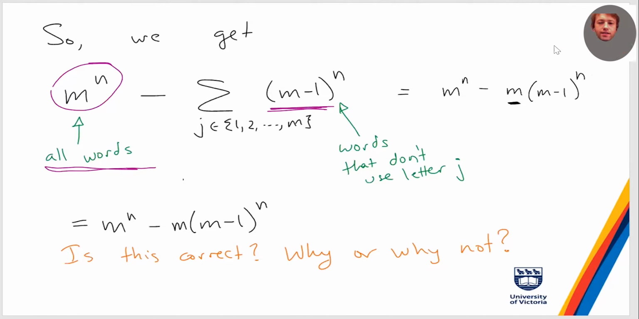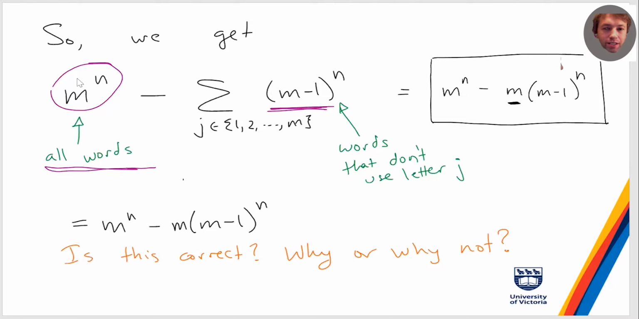So is this correct? I suppose if it was correct, I would probably just say so, right? But does anyone see why this is wrong? It's a bit tricky, maybe. I mean, it feels right. I take too much stuff, I subtract the things I didn't want to count. Yeah, exactly. There's a comment in the chat saying the intersection is removed too many times.